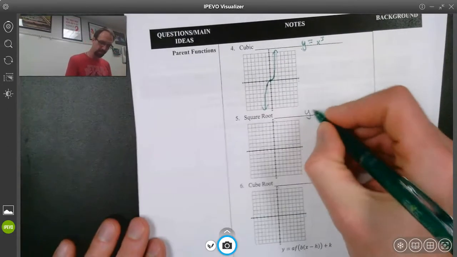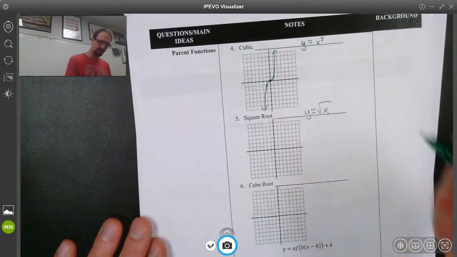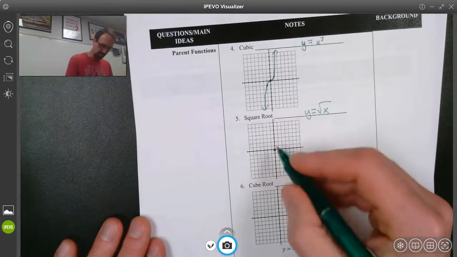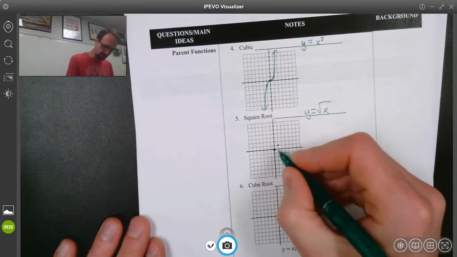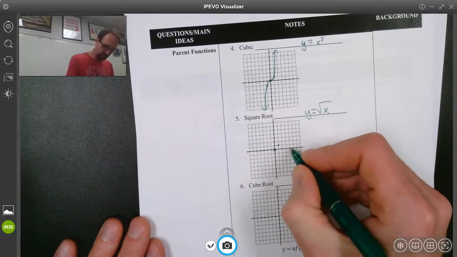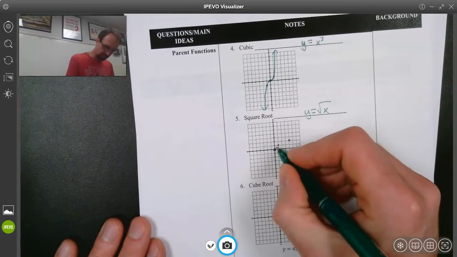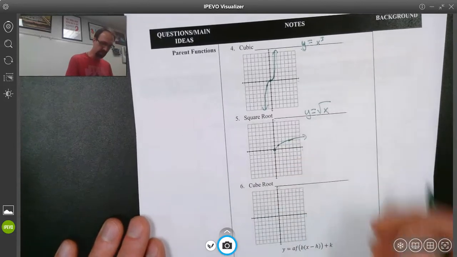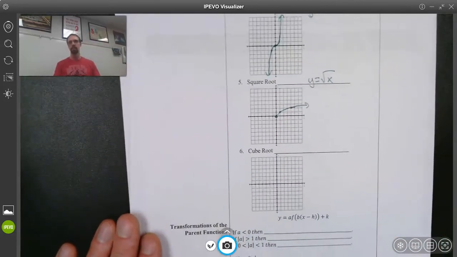Square root, so y equals square root of x. So here, the domain and the range are restricted. (0, 0), (1, 1), (4, 2). Notice I'm getting at least 3 points for these. That's a good way to figure out what graph you're talking through.